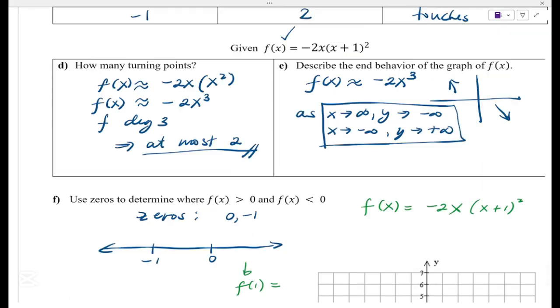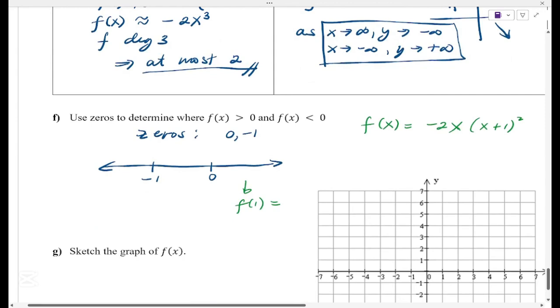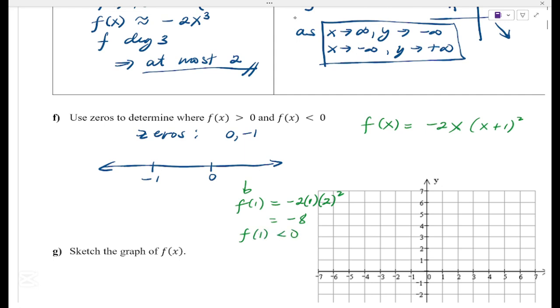So I think it's better if we check. Okay, so f of 1 is negative 2 times 1, and then 1 plus 1 is 2, 2 squared is 4, times negative 2 is negative 8. So we can say that f of 1 is less than 0. It means it's negative on this part.